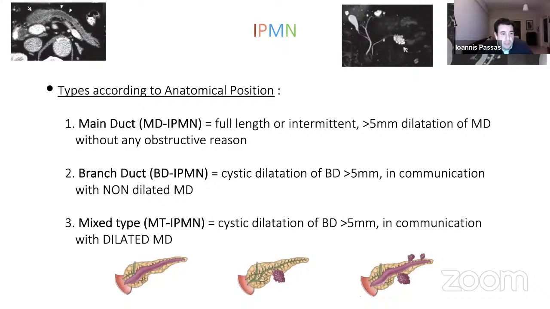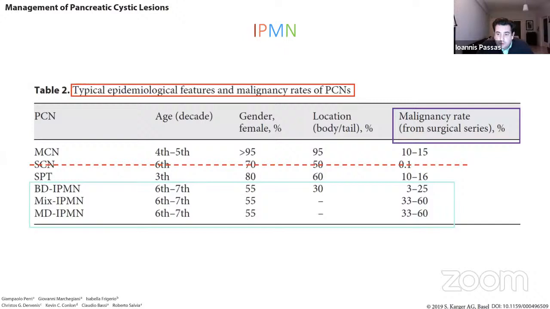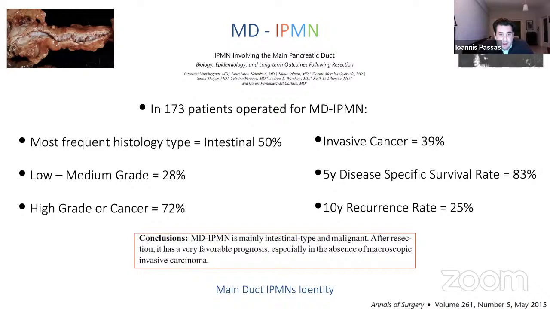Now, regarding those three types, according to location and macroscopic image, we usually diagnose these lesions between the sixth and the seventh decade of life, and the presence is fairly balanced between female and male. Regarding malignancy, we have reports for the branch duct IPMN from 3 to 25%, and quite a double number for the mixed and the main duct IPMNs. Regarding the epithelial type for the main duct IPMN, intestinal is what we see the most, and about a third can be low or medium grade dysplasia. The majority are high grade dysplasia or cancer, and of those, 39% can be even invasive cancer.